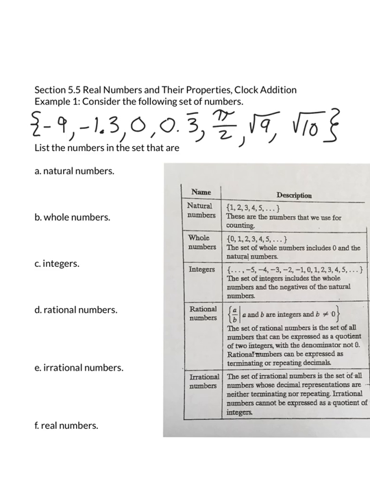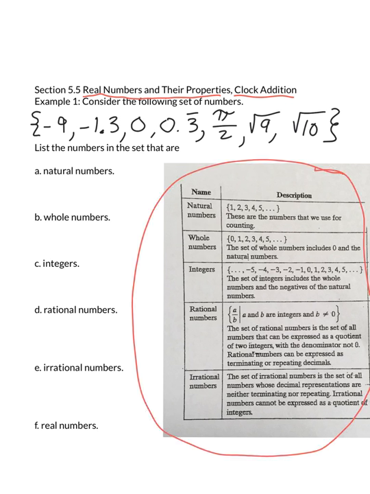Section 5.5 is about the real numbers and their properties, and it's also about clock addition. If you look at the right side of the screen, I've inserted the definitions for just some of the main types of numbers. As we go through these definitions, which by the way the homework and the test are going to expect you to be familiar with, you're going to notice that many numbers fall into many different categories, unfortunately. So there is an overlap between a lot of the sets of numbers.